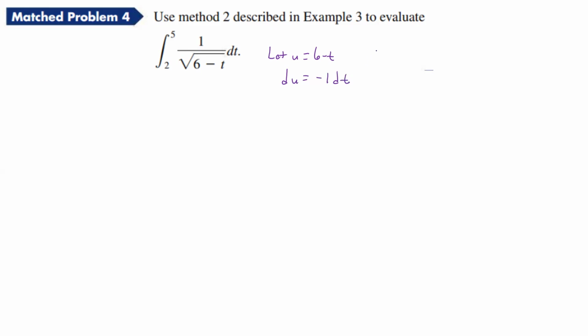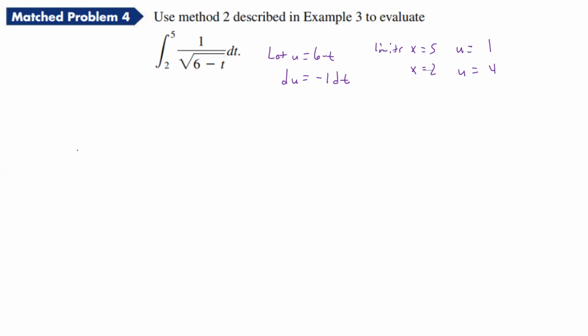And for our limits, well, x initially was what? 5, and x used to be 2, and now it's going to be u. Okay, so now we're going to plug a 5 in here. 6 minus 5 is going to be 1. And u now is going to be 6 minus 2, which is going to be a 4. Okay, that's not a problem yet.